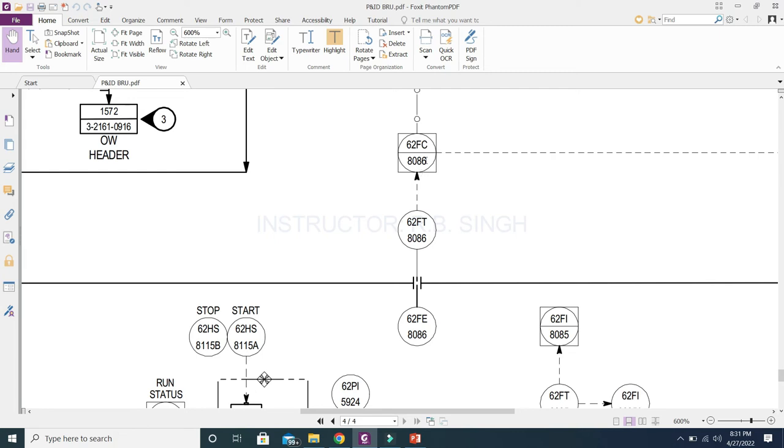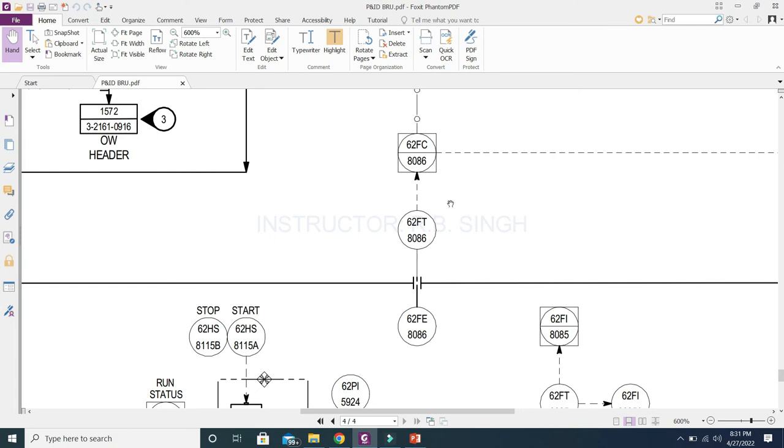So again, a question like what is the signal. As per the IO list lectures, you can say that this is the analog input because this is the transmitter. Transmitter signal types are 4 to 20 milliampere. That means these are analog signals and they are coming to the control system.